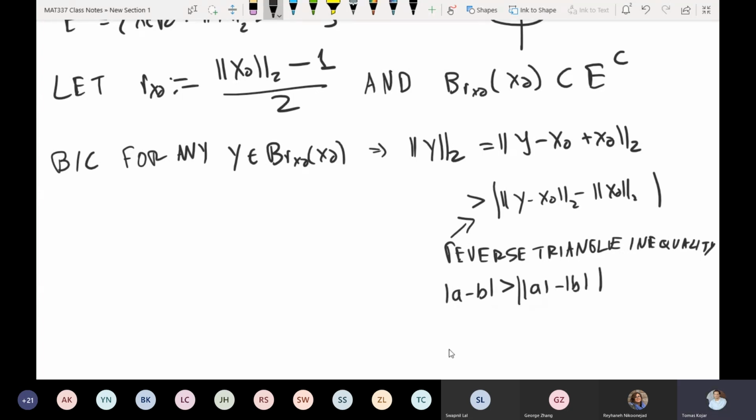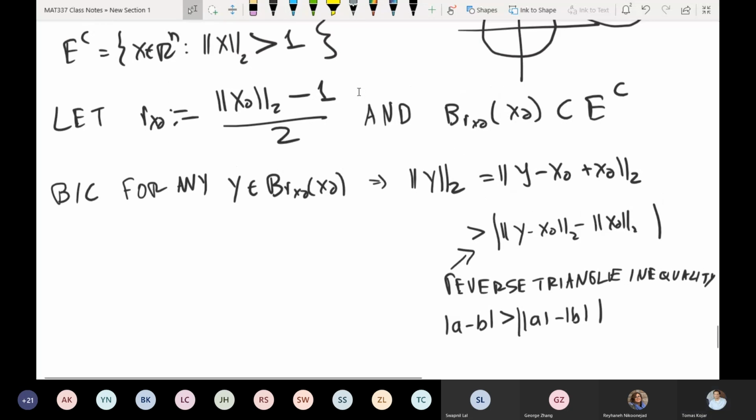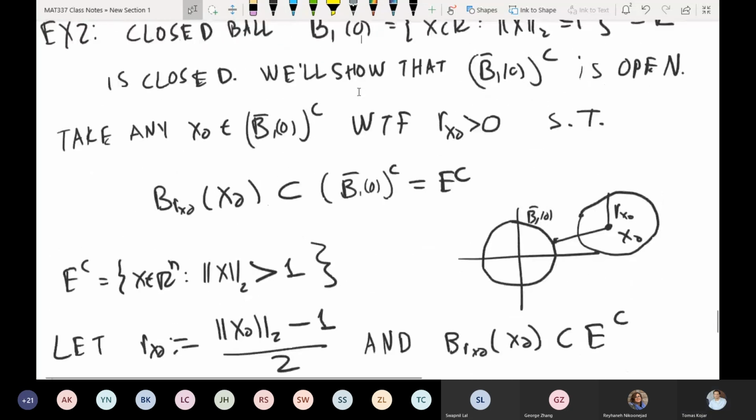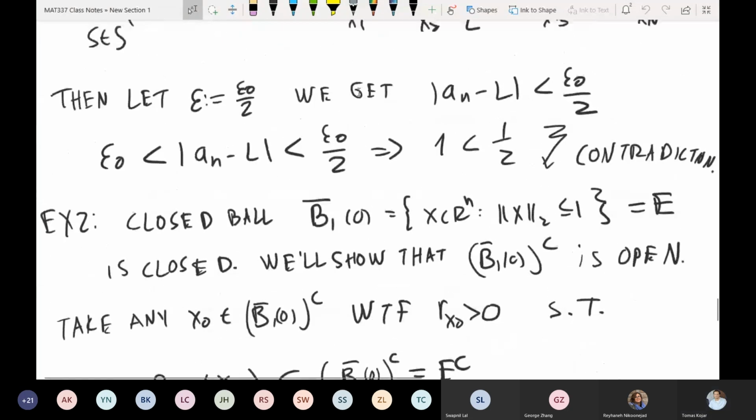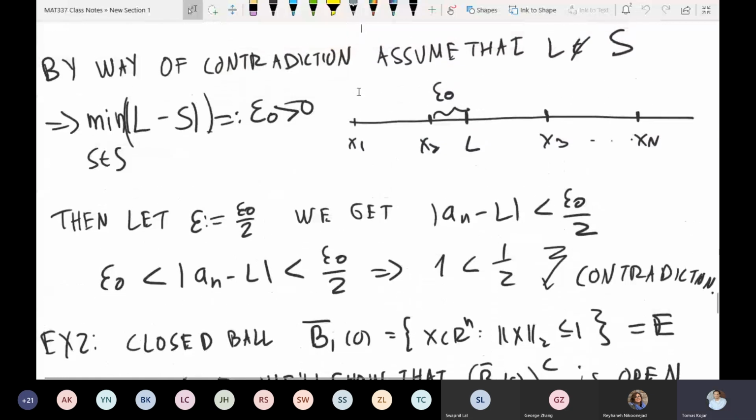Let me see if there's any questions. L could be to the left of x1 as well as right. Yeah, L could be on the left of x1. That's why we took absolute value here. Okay.